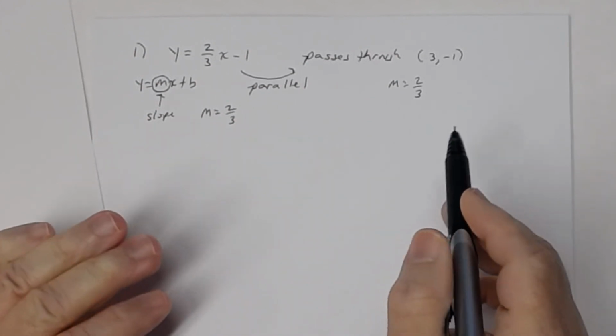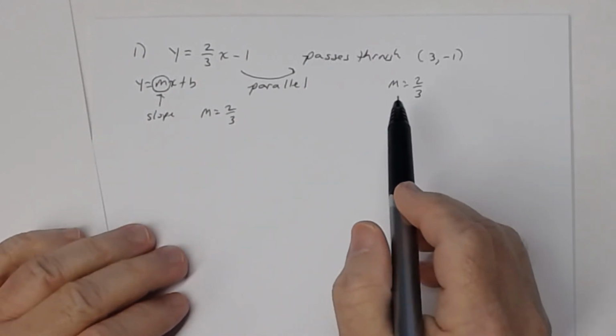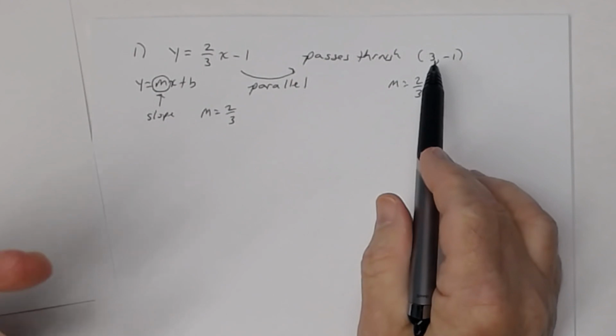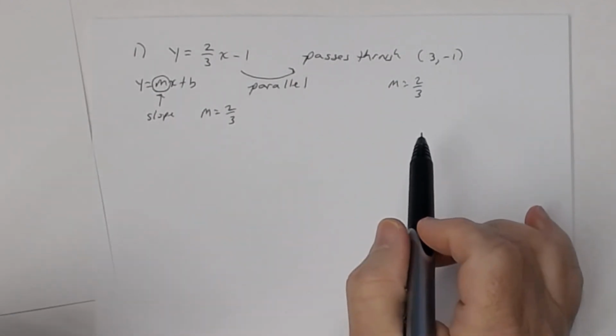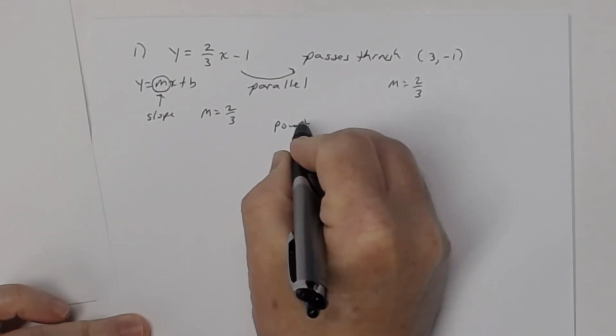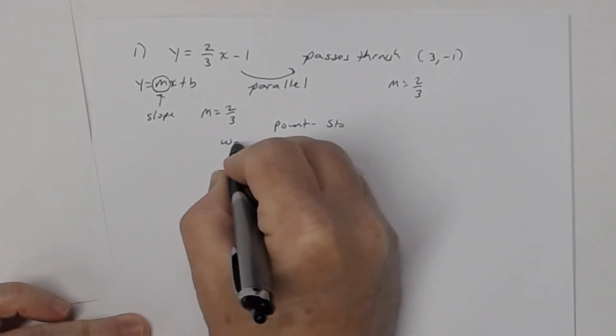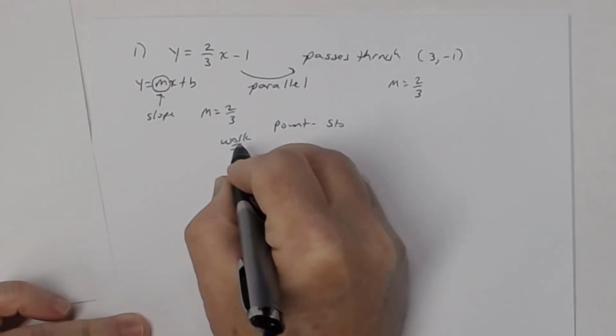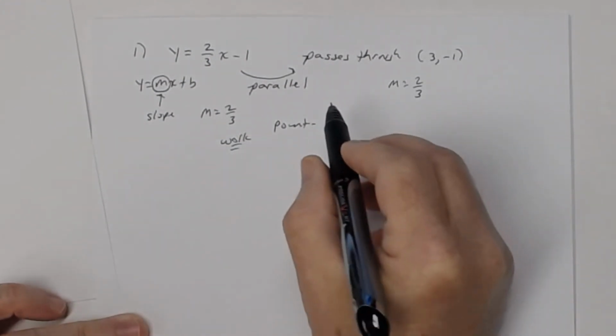And so if you're going to write an equation of a line, knowing the point and knowing the slope is sufficient. You can then use point-slope form. So this is going to be your work. So this is the work here. So that's the work I needed you to show.